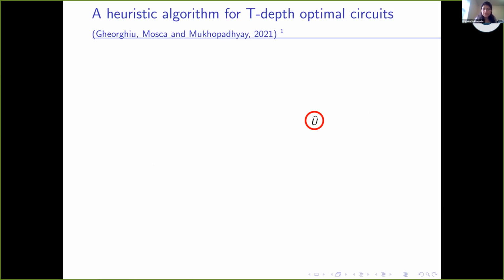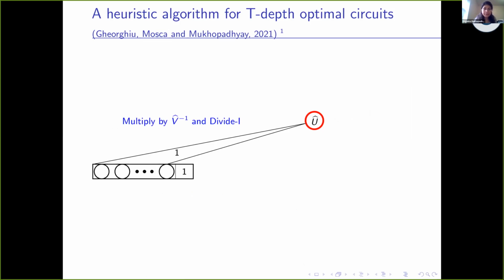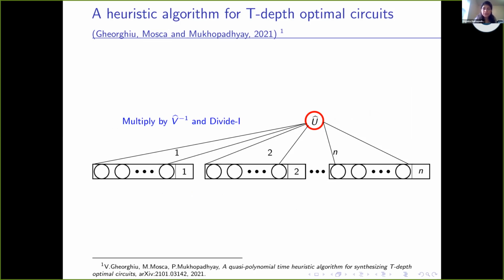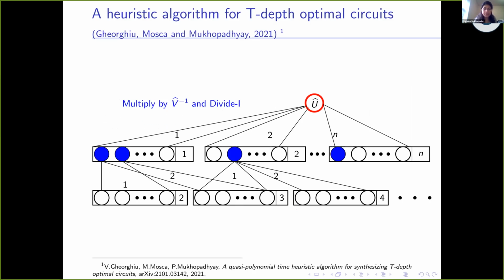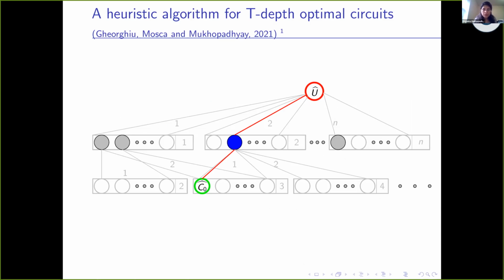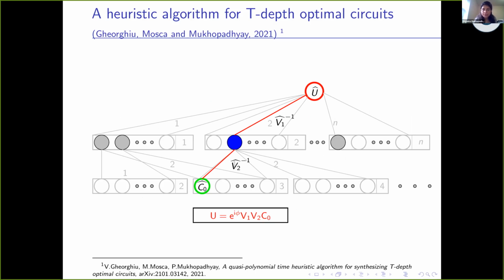So this step looks as follows. This is the unitary. We multiply by V inverse and divide into hypernodes. Then we select some nodes in each hypernode. We again multiply by V inverse and divide into hypernodes. This time we see we have already reached a Clifford. So we return the path, that is, the unitaries on the edges. So U is the product of V1, V2, and C0 up to some global phase, and this unitary has Tdepth 2.